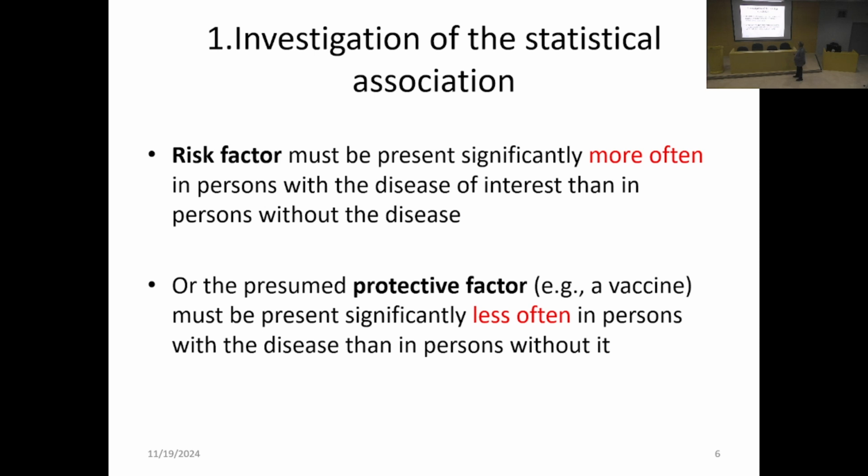So the statistical association means that the risk factor must be high, significantly high. What does it mean in terms of relative risk and odds ratio?